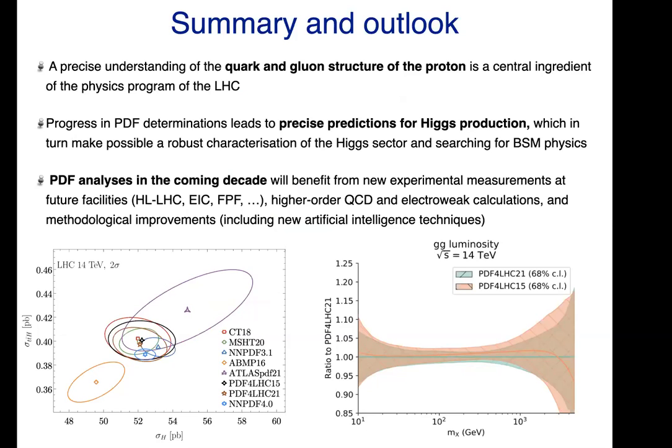But that we still have a lot of work to do, and that PDF fits in the coming decade will benefit first from new experimental measurements, high-luminosity LHC, EIC, or the FPF, from better theory calculations, QCD and electroweak, but also from methodological improvements such as sophisticated artificial intelligence techniques. So that's everything from my side, and thanks for your attention.